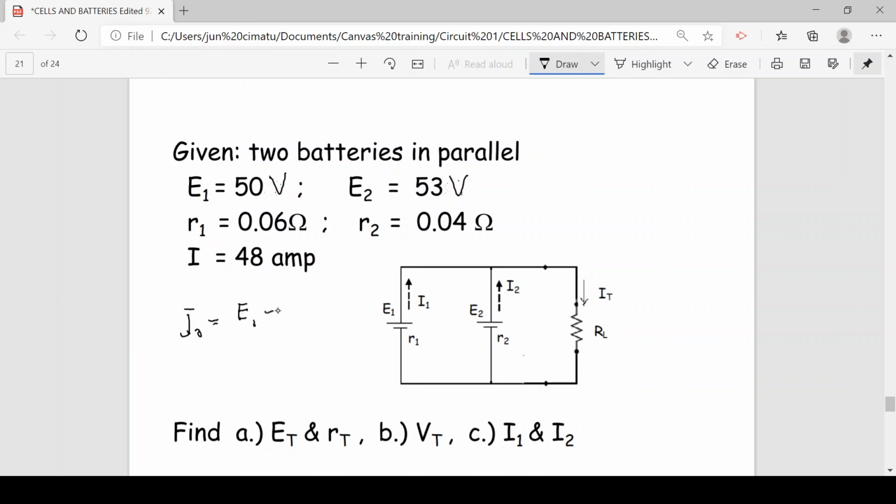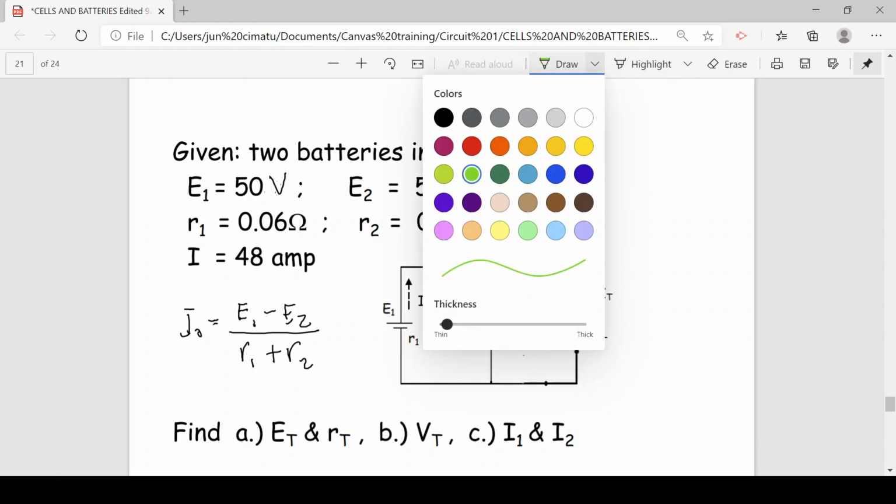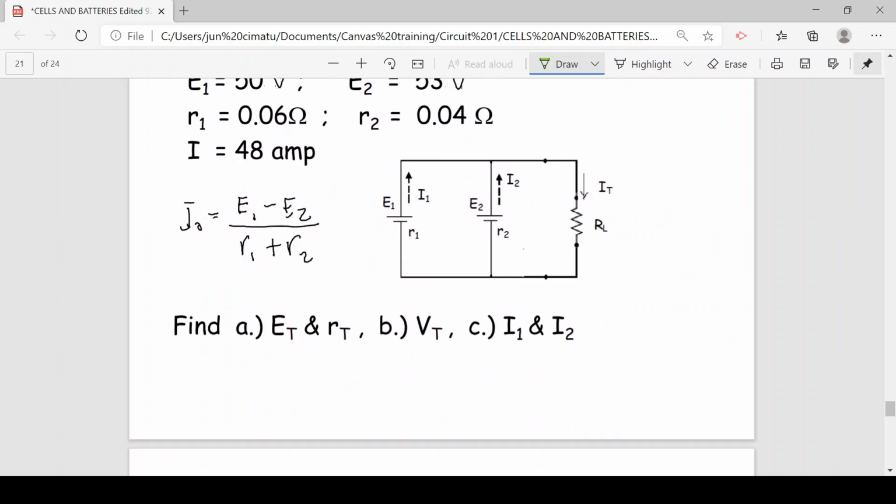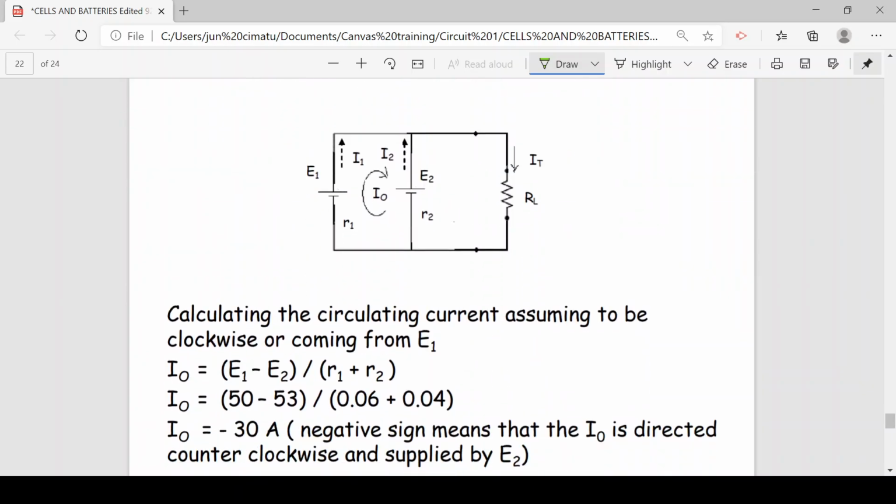It is equal to E sub 1 minus E sub 2 over resistance R1 and internal resistance R2. So I will simply follow the formula without regard to the magnitude of the internal EMF, and that I sub O would be simply 50 volts minus 53 divided by the sum of the internal resistance, and this would give us negative 30 ampere.